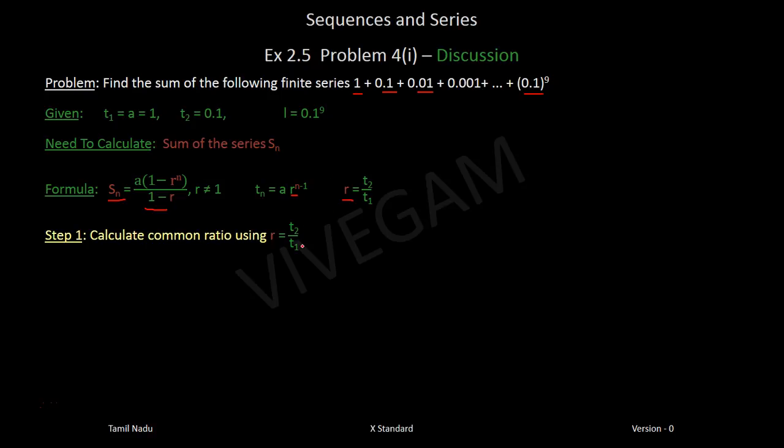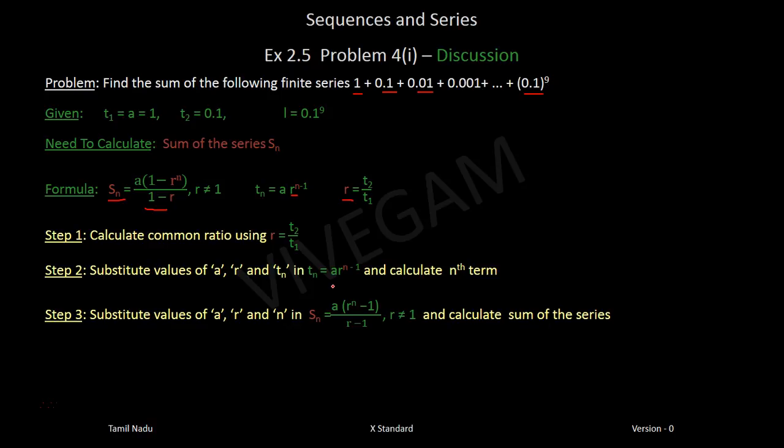So r equal to T2 by T1 equal to T3 by T2. Find both the ratios and check. If they're equal, this is a geometric progression, and then use the value of r. Next, substitute the values of A, r, which is calculated here, and Tn, the last term, that is 0.1 to the power of 9, in Tn equal to A r to the power of n minus 1. Here r, A and Tn are known, and n is the only unknown, so we can calculate it. Now you have A, r and n. Substitute those three in the formula A into r to the power of n minus 1 divided by r minus 1, and calculate the sum. What I suggest is pause the video here and try to work this problem on your own, and on completion come back and check your working against our solution.